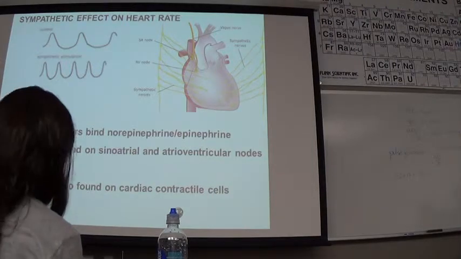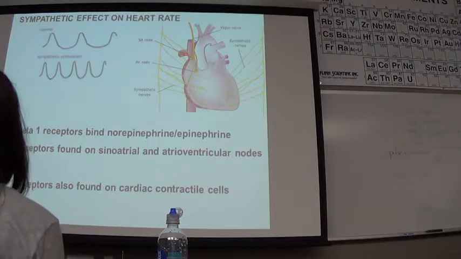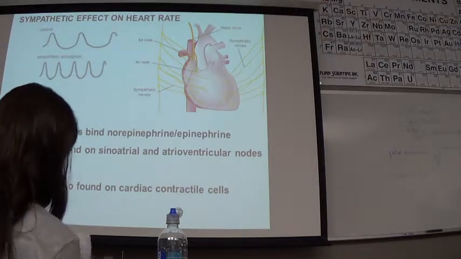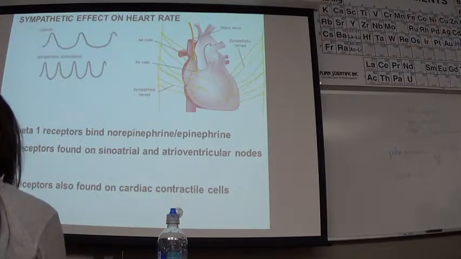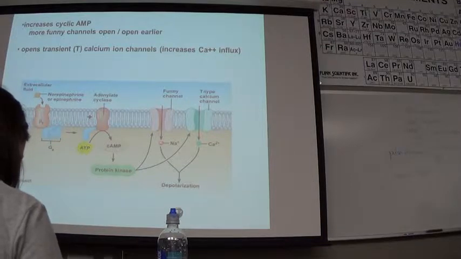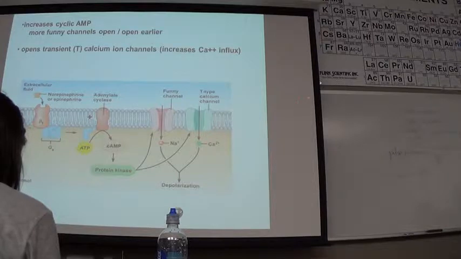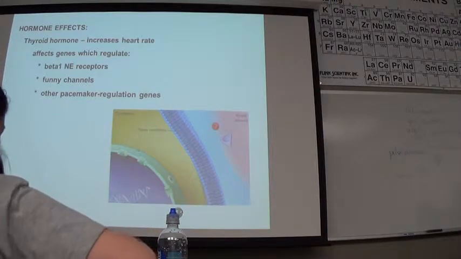Sympathetic decreases that time. It binds the beta-1 receptors. So SA node and AV node are where we see a change in heart rate. And it also binds to contractile cells, and that's where we see an increase in stroke volume. So it's doing that by opening our funny channels and opening more of the transient calcium. So we're going to decrease the time it takes for positive ions to get into the cell and increase the number of positive ions.